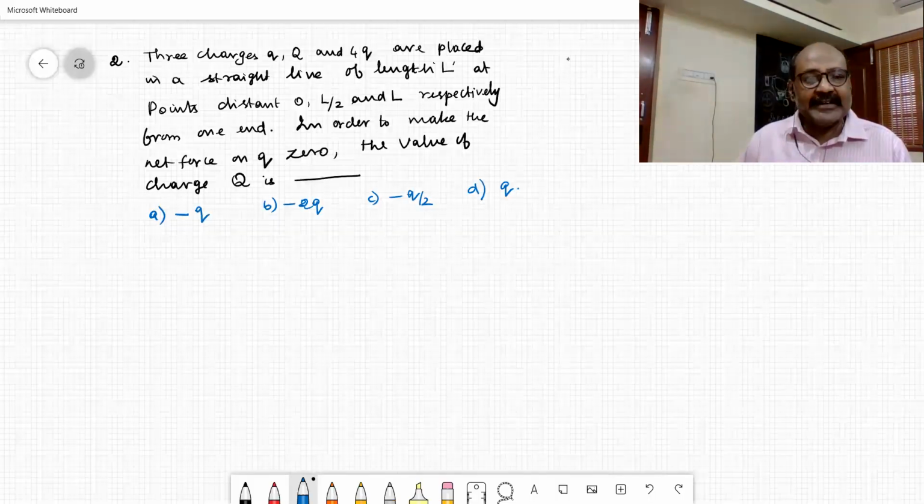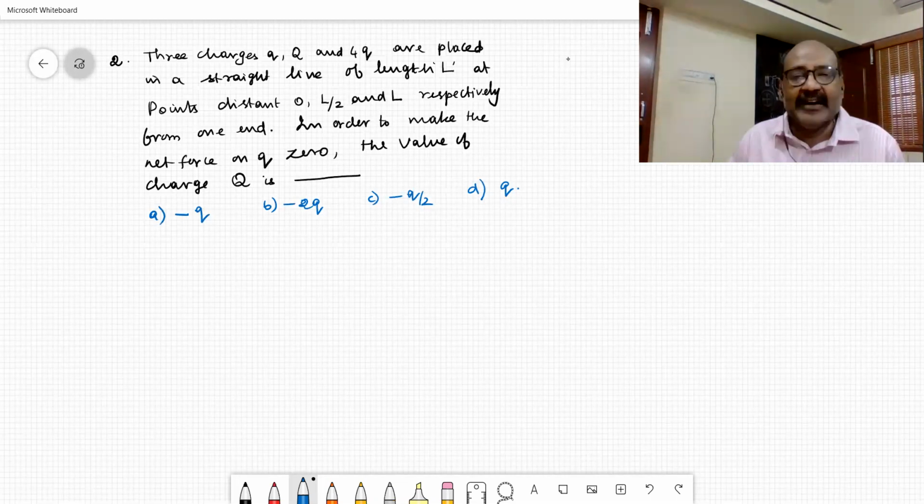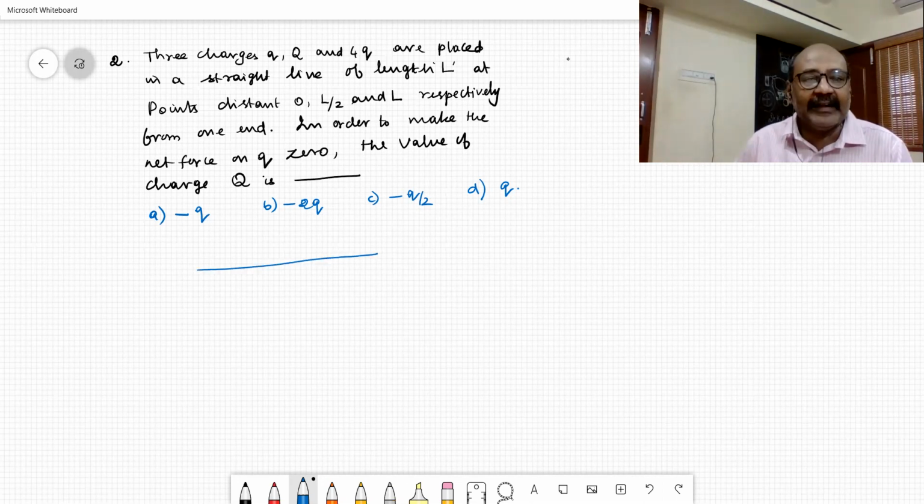Come on, let us go with the second problem, the same type of problem as we have dealt with in the previous case. Three charges, small q, capital Q, and 4q are placed in a straight line of length L. So I am having a straight line of length L, with points at distances 0, L by 2 and L respectively from one end. At one end I am having the charge small q.